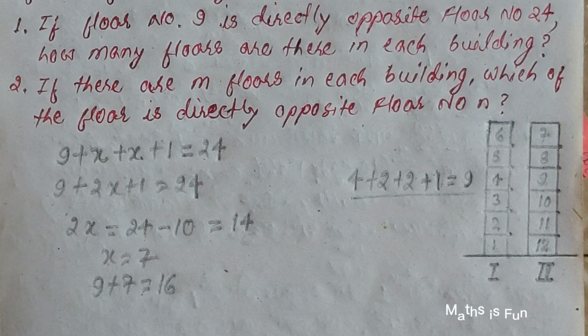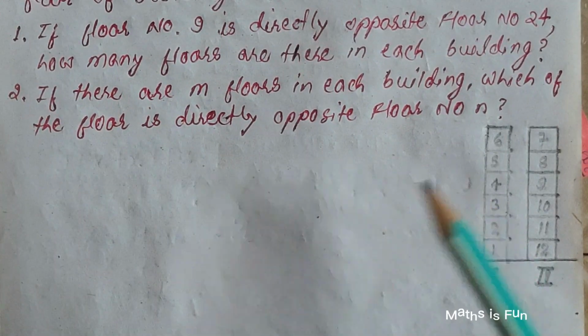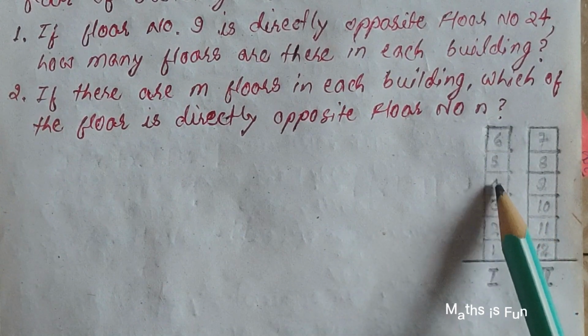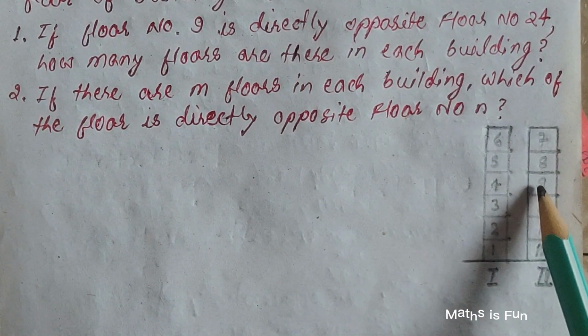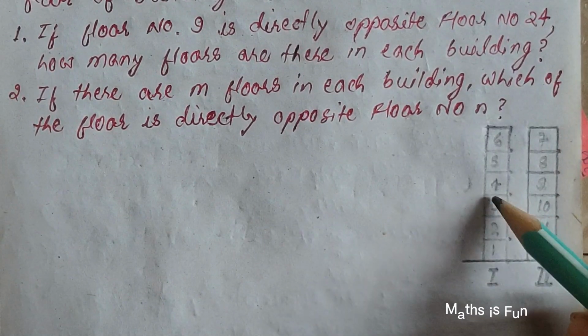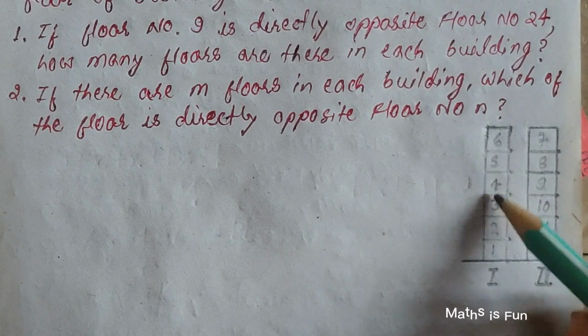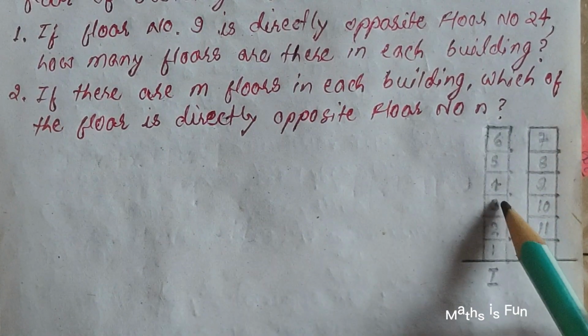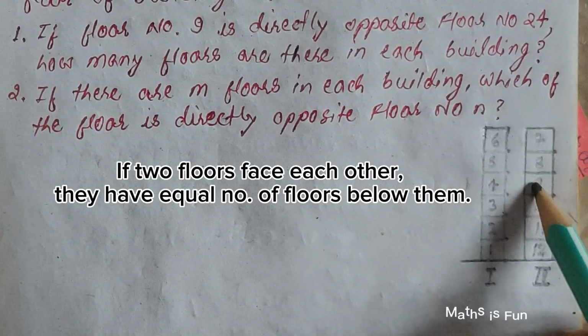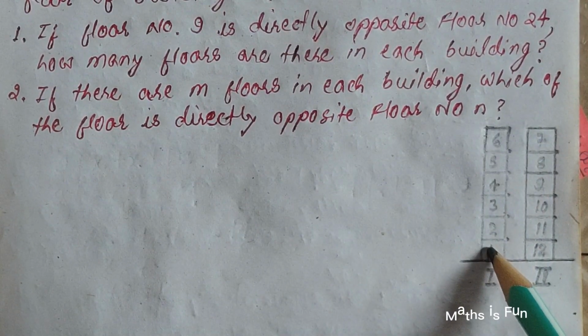So now let's go to way number 2 for question number 1. We'll move to our sample. In our sample, floor number 4 was directly opposite to floor number 9. So how many floors are just below this? There are 3 floors just below floor number 9. So we can add 3 floors to the floor opposite to 4, that is 9. So 9 plus 3 will be 12.